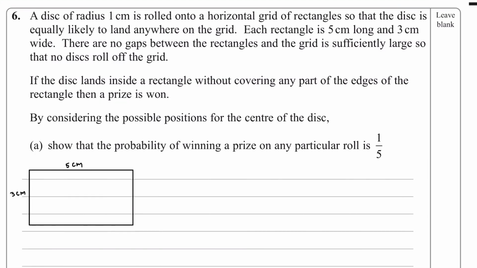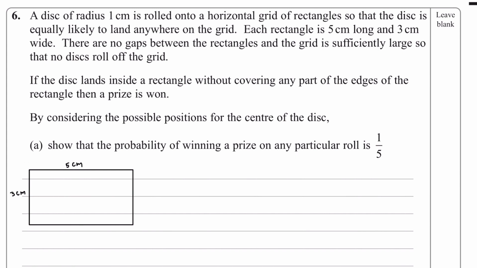Here is problem 6. A disc of radius 1 cm is rolled onto a horizontal grid of rectangles so that the disc is equally likely to land anywhere on the grid. Each rectangle is 5 cm long and 3 cm wide. There are no gaps between the rectangles, and the grid is sufficiently large so that no discs roll off the grid. If the disc lands inside a rectangle without covering any part of the edges of the rectangle, then the prize is won. By considering the possible positions for the center of the disc, we have to show that the probability of winning a prize on any particular row is 1/5.